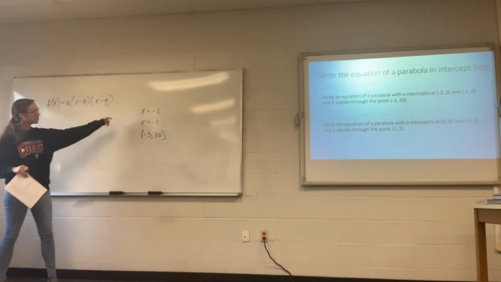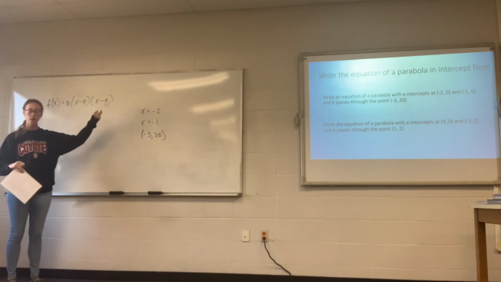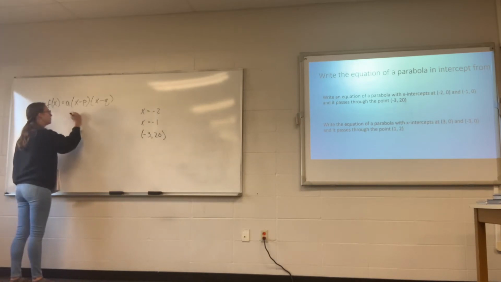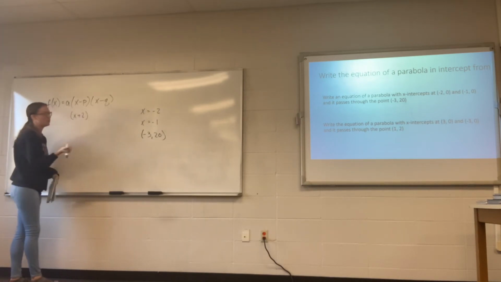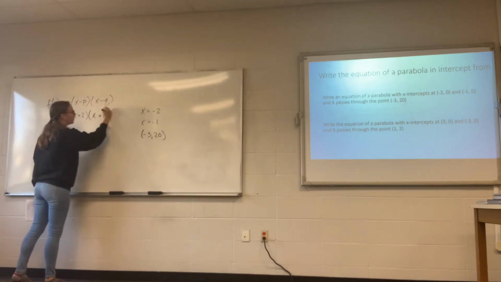Okay, but we can start by putting in our x-intercepts. So because it's at -2, I'm actually going to put +2. So I would have x plus 2. And then for my other one, I would have x plus 1.